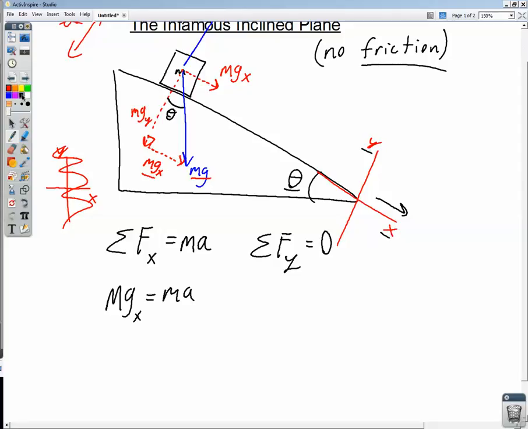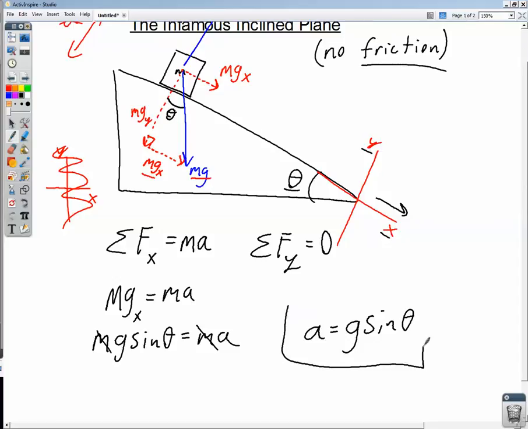So we'll go ahead and replace mgx with mg sine theta. That's equal to the mass times the acceleration. Now something interesting happens. Our masses cancel out on both sides, and we have the standard equation. The acceleration down the ramp is just equal to g, the magnitude of the acceleration due to gravity, times the sine of the angle of inclination.